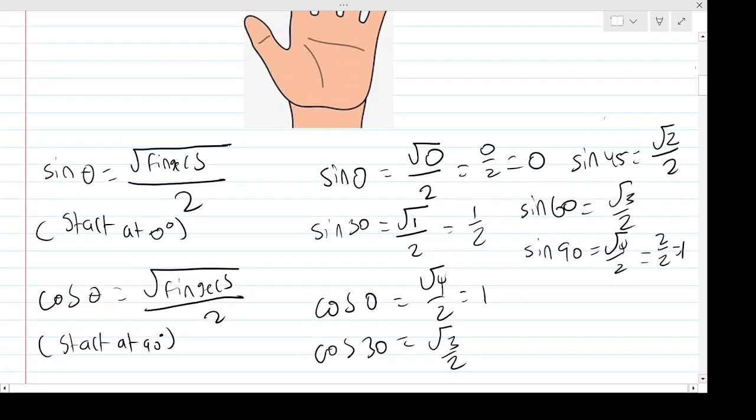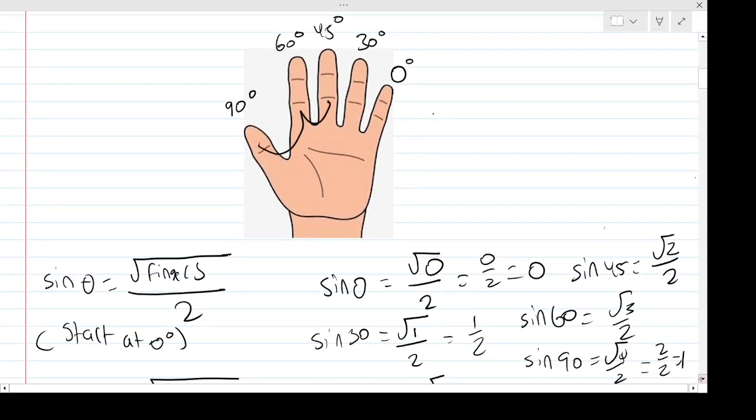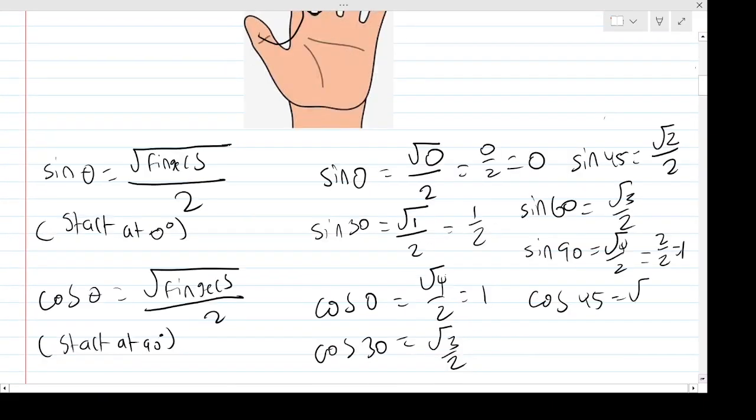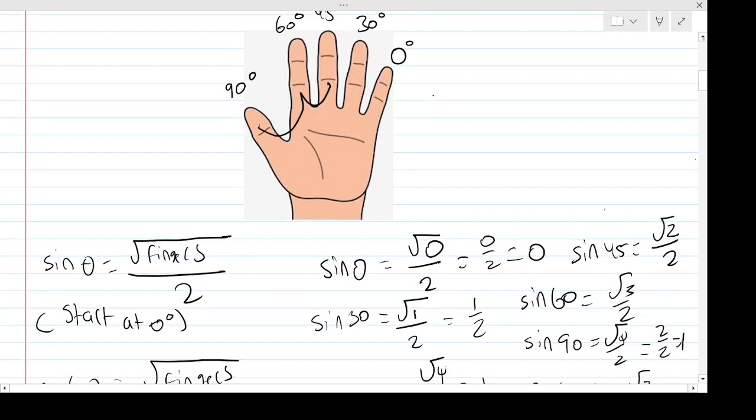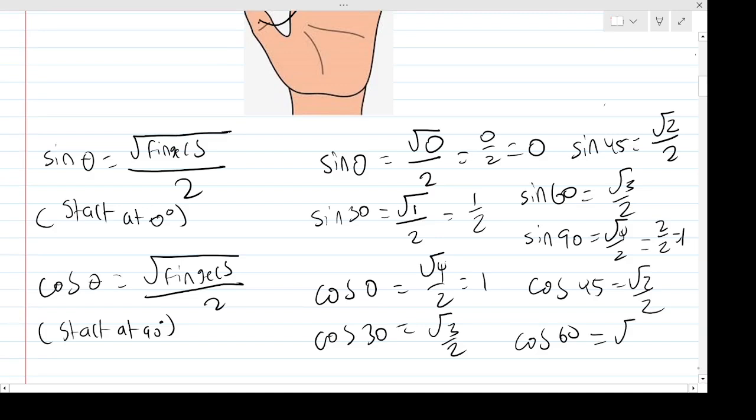If we then wanted cos 45 next, well, starting at 90, 45 would be 1, 2 fingers. So it'd be root 2 over 2. Cos 60, well, that would just be 1 finger then. Starting at 90, 1 there, right, to get to the 60 finger. So root 1 over 2. Well, again, root 1's 1, so it's just a half.